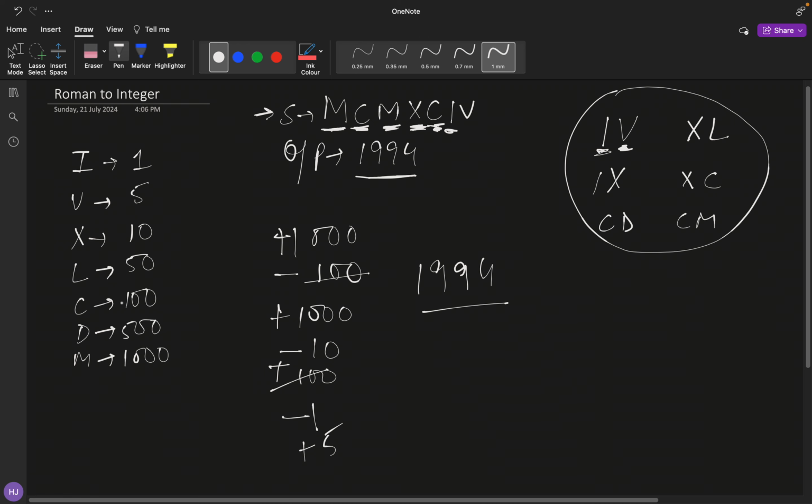So what is the time complexity of this solution? The time complexity turns out to be order of n, because we are scanning through the whole string that we are given, and the space complexity turns out to be O of 1, because as far as the extra space is concerned, we are only storing 7 values in our hash map, and it's really constant in time, and we are just fetching and using those values. So the space complexity turns out to be O of 1.